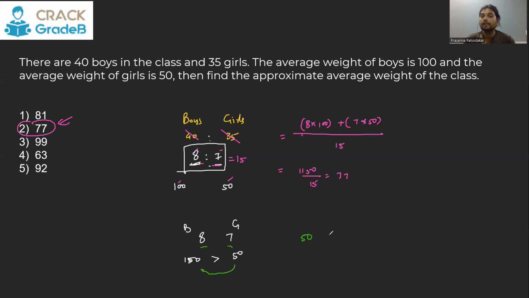Upon this, one boy gets 50 chocolates extra, and there are 8 boys. So we are going to have 50 into 8, 400 chocolates extra. And those chocolates will be distributed again between these many boys plus girls, that is 15. So 50 you already give away. This 400 divided by 15, extra you will be giving to them.